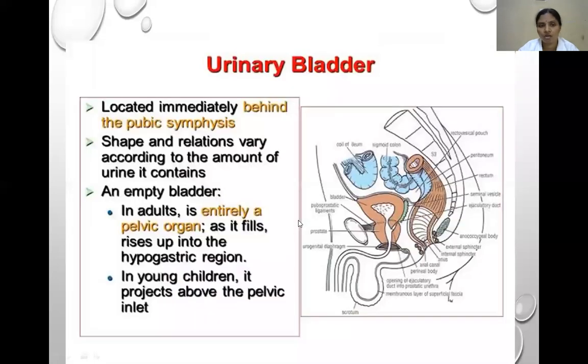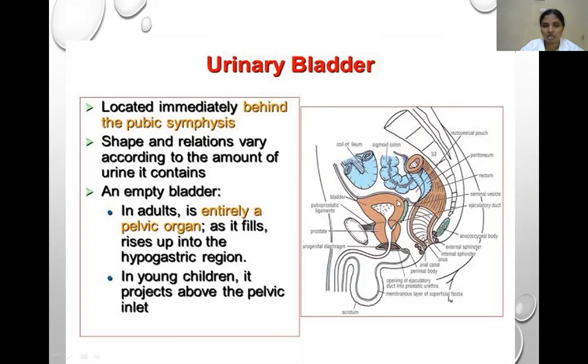Okay, now coming to the urinary bladder. What is the location of the urinary bladder? In the case of an empty bladder, where is it present? In adults, what type of organ is it? It is a pelvic organ. In the case of the empty bladder in adults, it is completely pelvic, whereas in children below 6 years, it is almost an abdominopelvic organ even when empty.